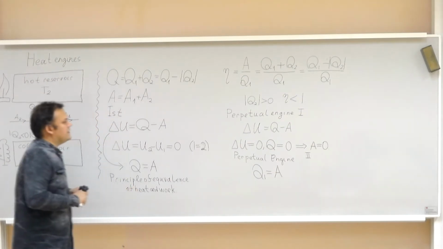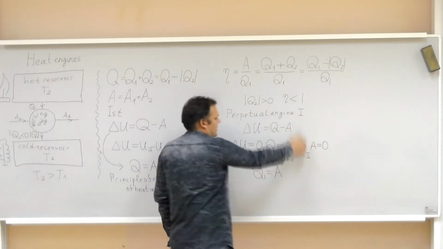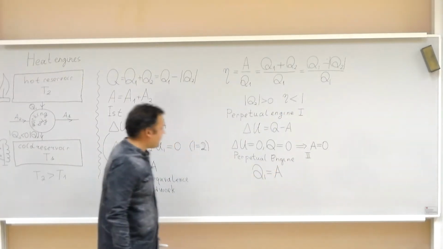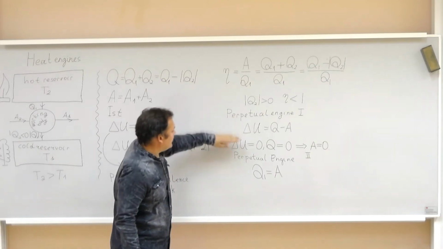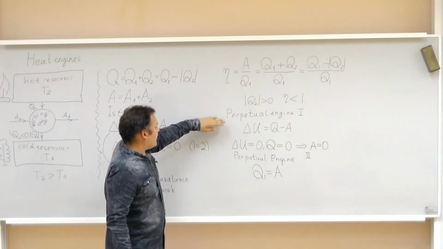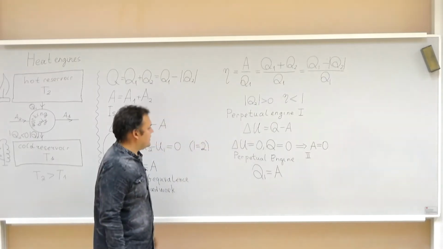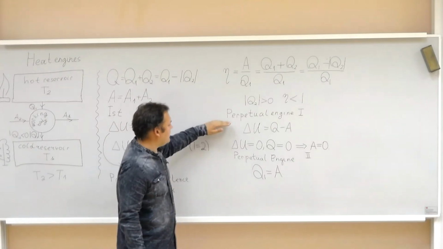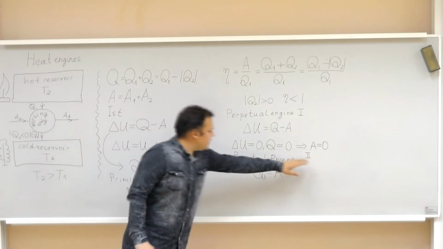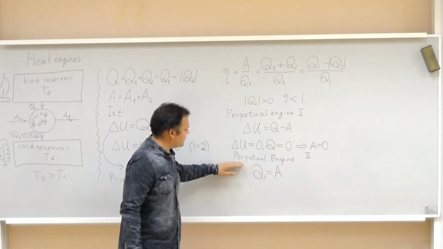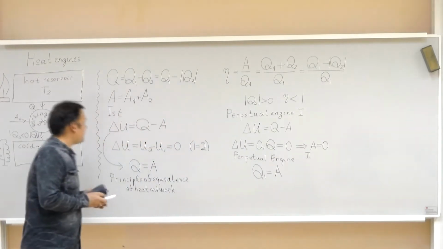I can tell a very simple rule to remember what is happening here. The first law of thermodynamics tells us that the perpetual engine of the first type is impossible. The second law of thermodynamics tells us that the perpetual engine of the second type is impossible.